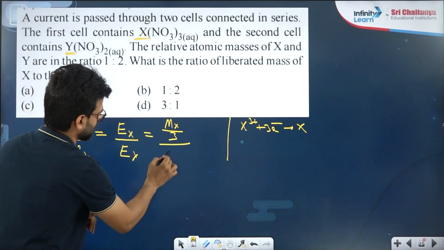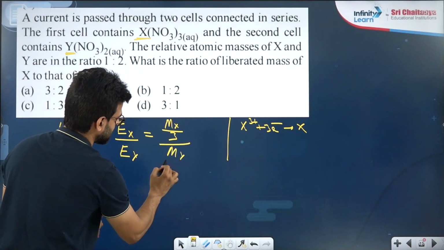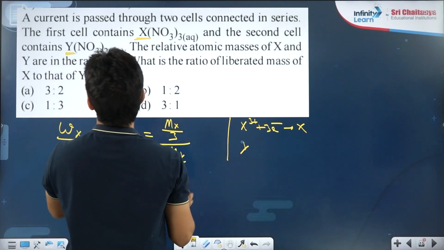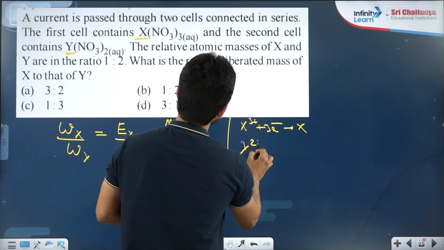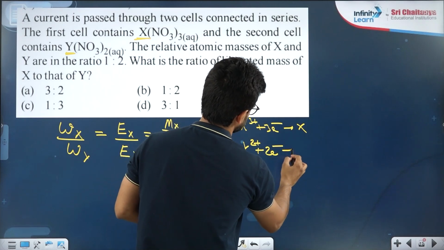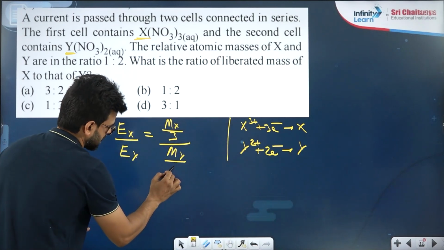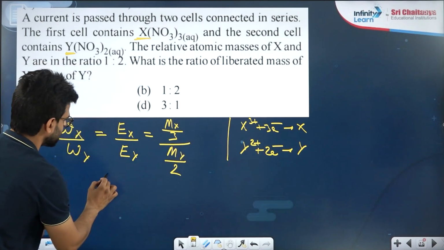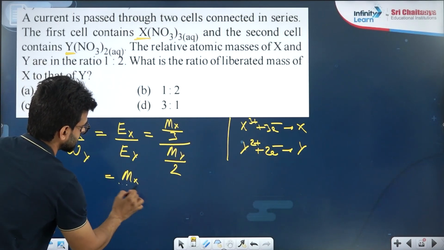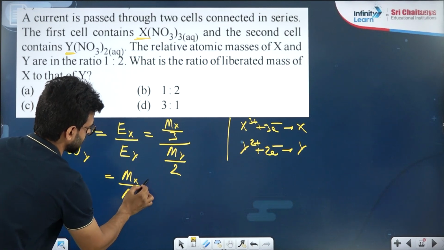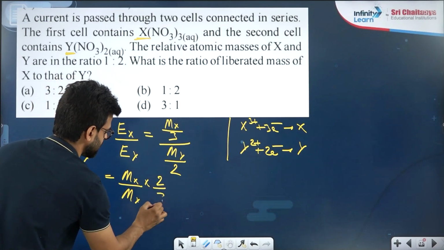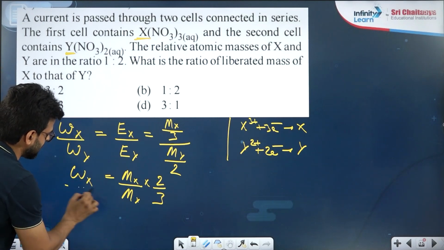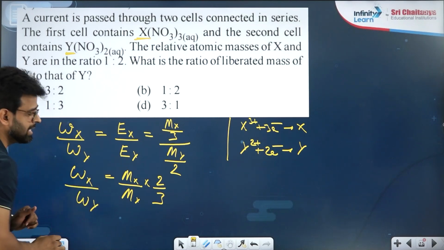Divided by the equivalent weight of Y, which is molar mass of Y divided by, what is the n factor of Y here? Y plus 2, right? So Y plus 2 is taking 2 electrons to become Y. So its n factor is 2. So it is 2 here, right? So if you solve this, what is coming from here? Can I write it this way? It's coming Mx divided by My. It is going upside 2, and here how much? 3. Okay? So this is our ratio of X and Y which will get deposited.